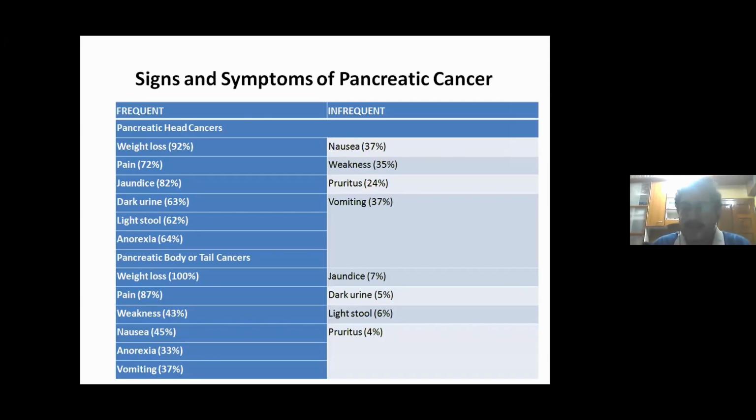Signs and symptoms of pancreatic cancers. Frequent signs are weight loss, pain, jaundice, dark urine, light stool, and anorexia. In case of pancreatic body or tail cancers, weight loss, pain, weakness, nausea, anorexia, and vomiting are there. There are also some infrequent symptoms.